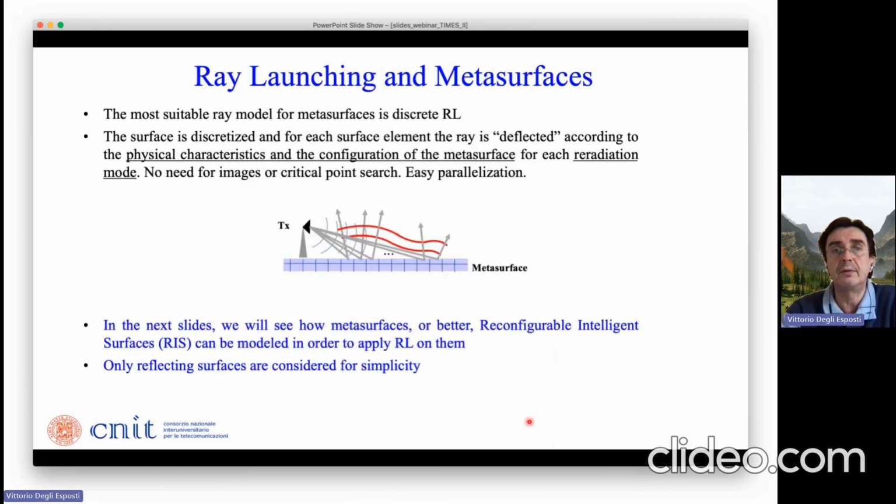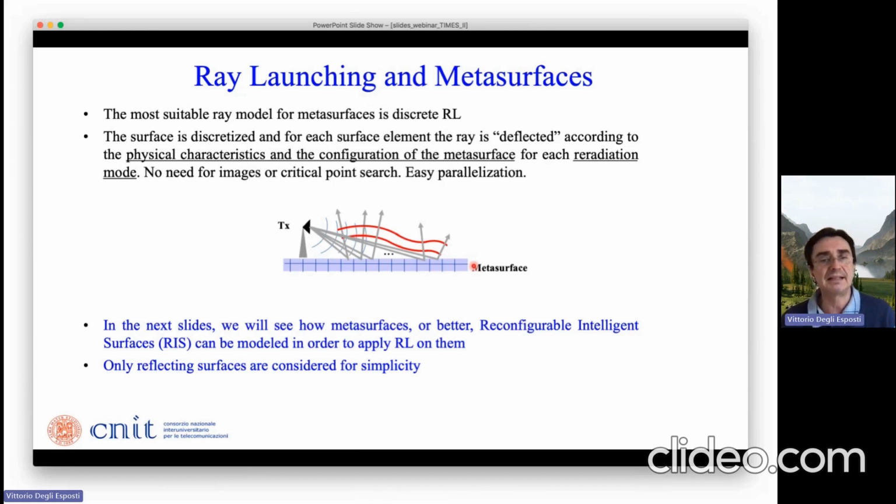reconfigurable intelligent surfaces. Therefore, in our opinion, the best algorithm for reconfigurable intelligent surfaces is discrete ray launching. So basically, we somehow discretize the surface, the metasurface, into spots, into surface elements. Then we launch rays toward each one of them, and the ray is deflected according to the physical characteristics and the configuration of the metasurface at each spot. No need for iterative critical point search, and easy parallelization.